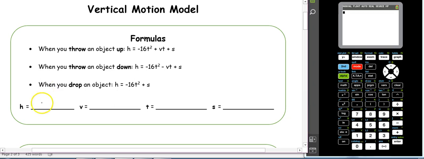So as a review, remember that h equals your end height, velocity is v, and if something is going up, it's going to be positive, if something's going down, it's going to be negative. T is going to represent our time, and s is going to represent our start height.